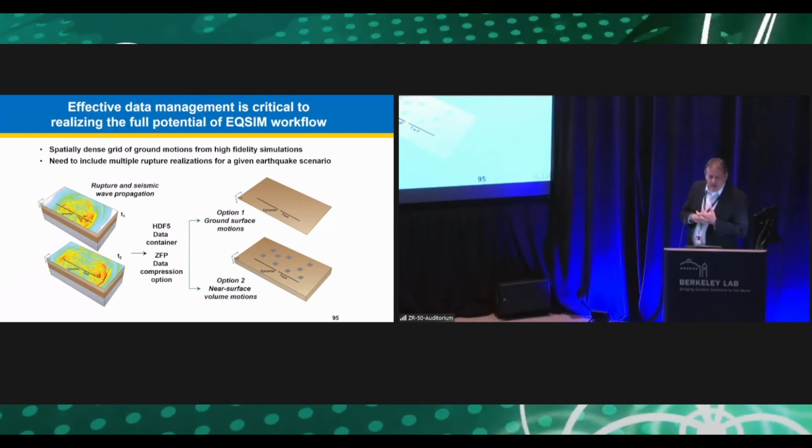So effective data management is critical. These data sets are very large, as I'll show you in a moment. So we take our geophysics model, we use the EQSim ECP developments for data. We create HDF5 data containers. We compress that data with ZFP, which is a compression algorithm, and then we translate that data either in terms of just surface motions or a near surface volume of motions that we can use in a number of ways.